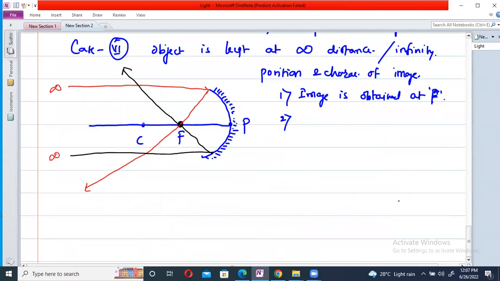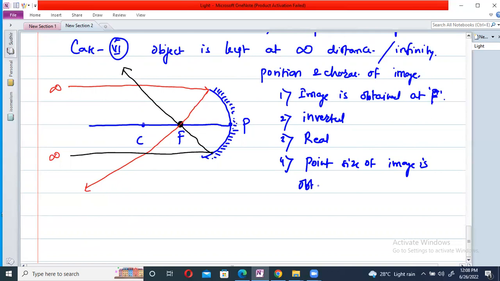But what about the object we keep on the left side of F? That is, in between C to F, or to the left side of C. Anyhow, infinity means it is on the left side of C only. So the image will always be an inverted image here, and this inverted image we get at the point F only. All inverted images are real images. And what is the size? A very, very small size. We can say a point size of image is obtained at F. So these are the 6 cases.